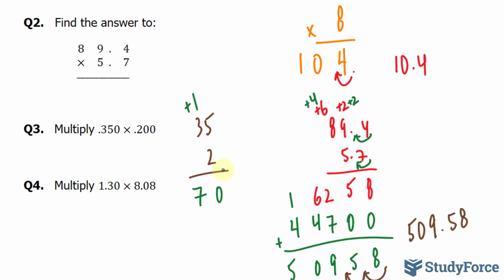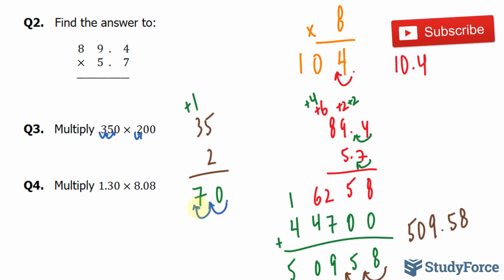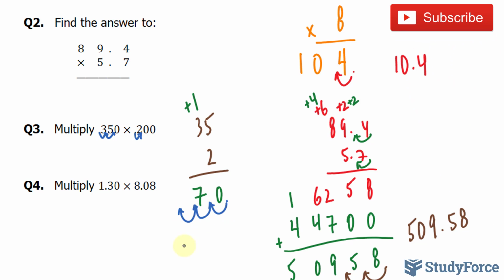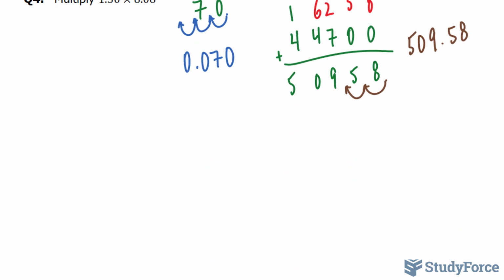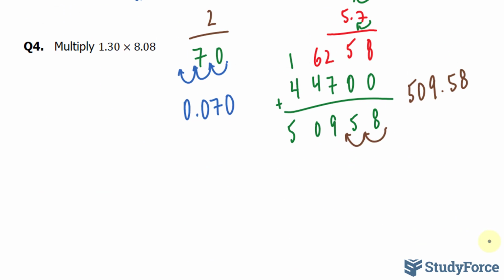Now let's account for the decimals. For this number, decimal 35, we have 2 numbers after the decimal place. 1, 2. And for here we have 1 number after the decimal place. Just the 2. Together, that makes 3. So we'll push this decimal 3 to the left. That's 1, that's 2, that's 3. Our final answer is 0.070.